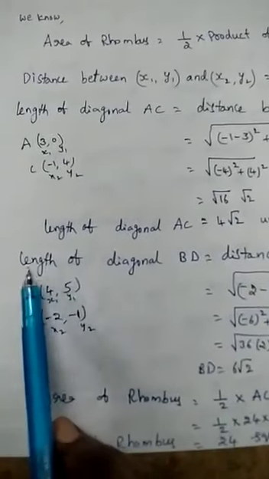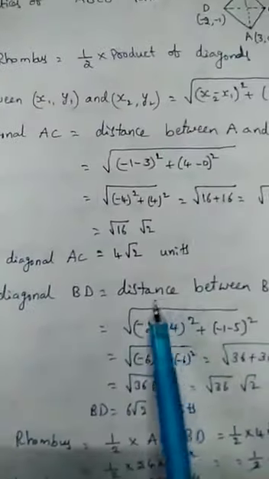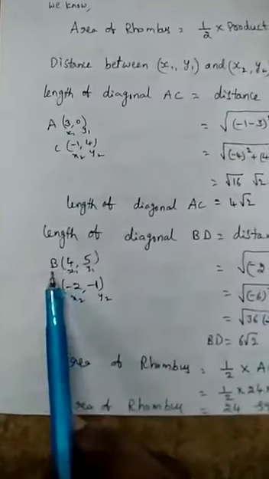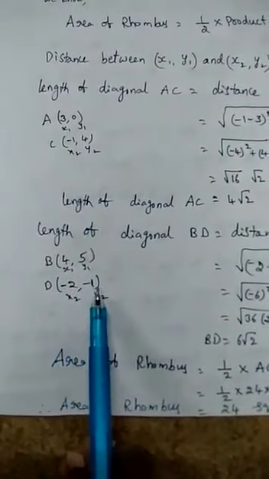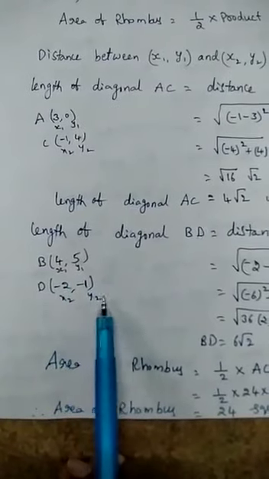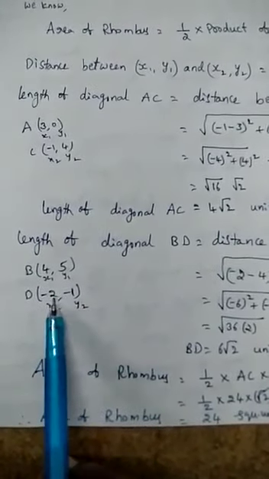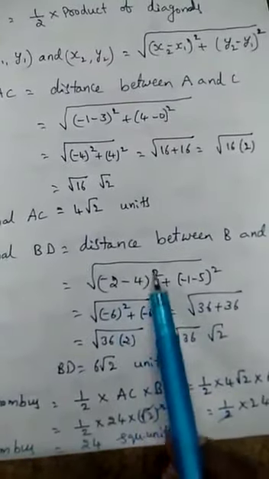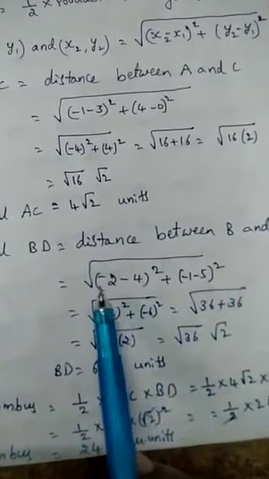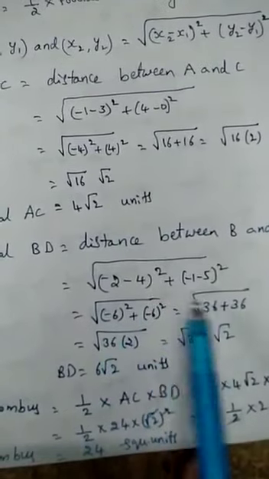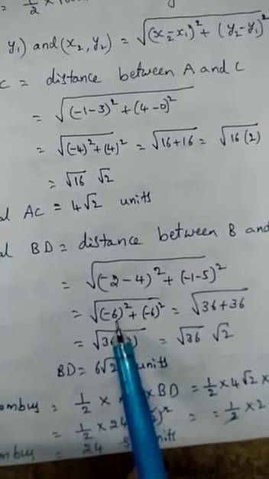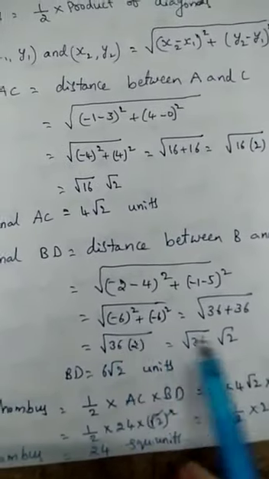Okay, so next, the length of the diagonal BD, meaning the distance between B and D. Here B is (4, 5), D is (-2, -1), as x1 y1 and x2 y2. So x2 minus x1, that is -2 minus 4 whole square, plus -1 minus 5 whole square. Here -2 minus 4 whole square plus -1 minus 5 whole square. Both are negative, adding those, -6 whole square. The square of a negative value is also positive.